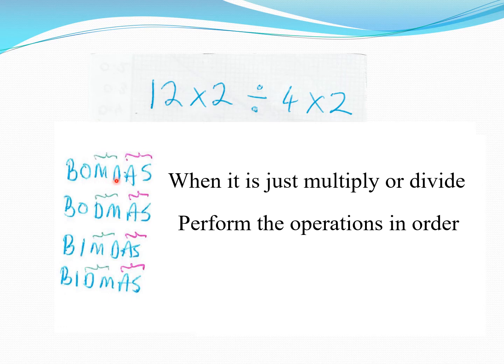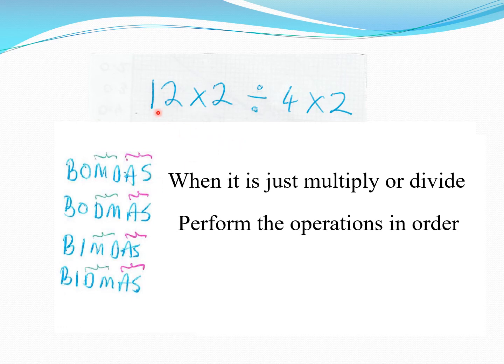Multiply and divide are in the same tier. Likewise, addition and subtraction are in the same tier. So the tier of multiply and divide happens before adds and subtracts. But if you're in the tier of multiply and divide, when it's just multiply or divide, you perform the operations in the order in which they appear. So multiply and divide, you do them in the order that they appear in, not multiply before divide, or add before subtract.